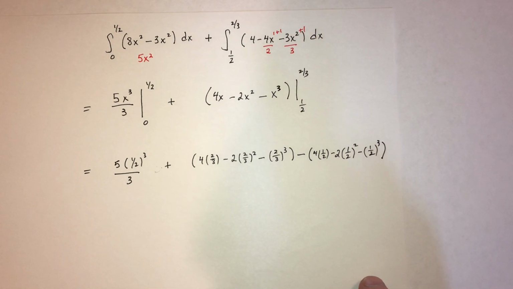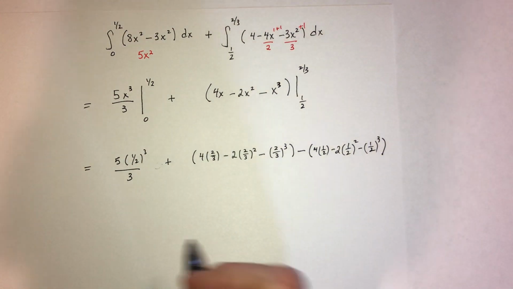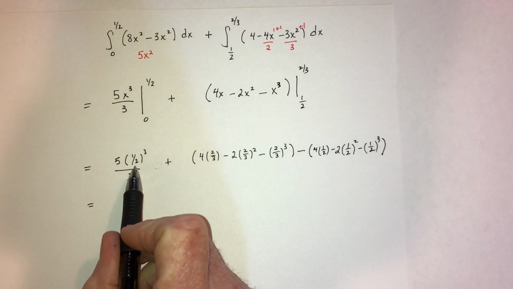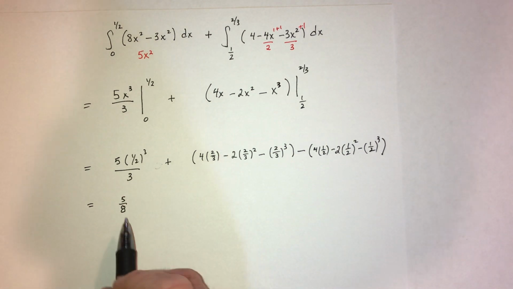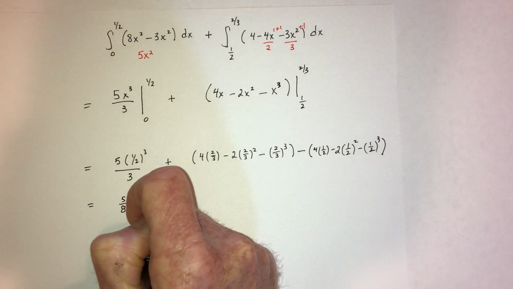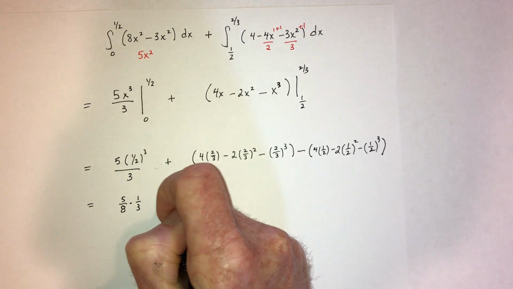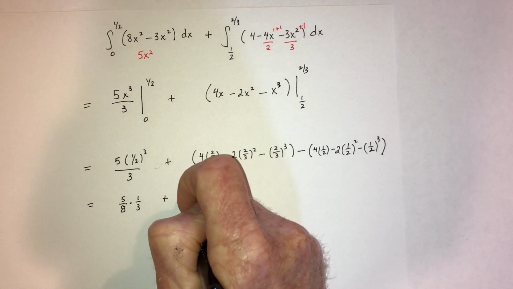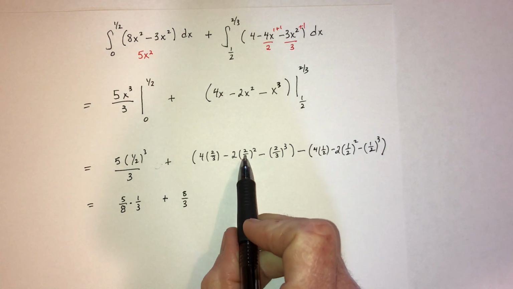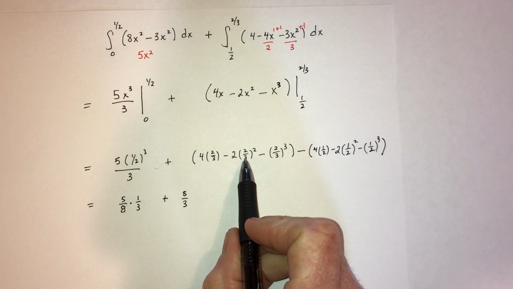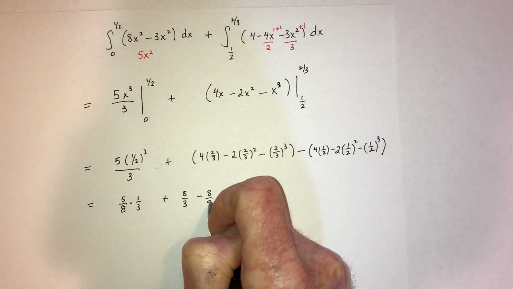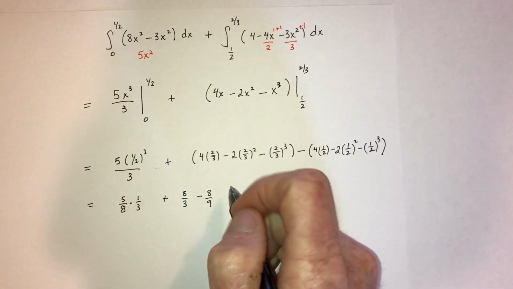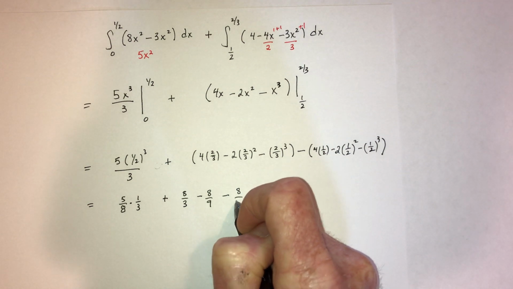Now I'm just thinking, do I want to put this in the calculator or just figure it out myself? Well, I'm going to simplify a little bit. This would be 1/8. When you cube the half, that's 1/8. So that means it's 5/8. And then if you're dividing by 3, that means multiply by 1/3. This one will be 8/3. When you square this, it's going to be 4/9, but then times 2. So that's going to be 8/9. So minus 8/9. And when you cube, this one's going to be minus 8/27.